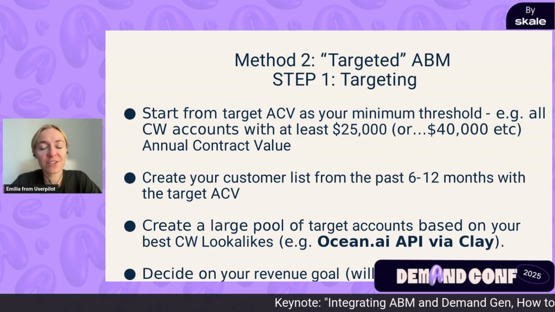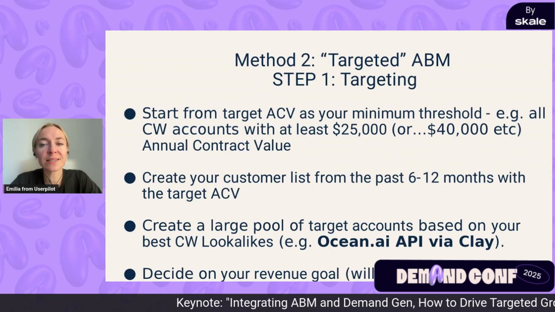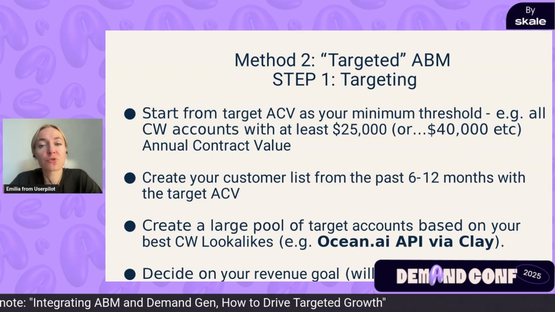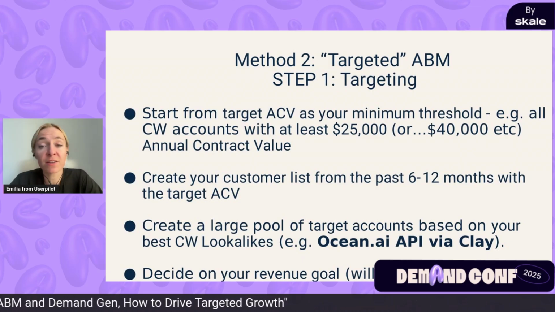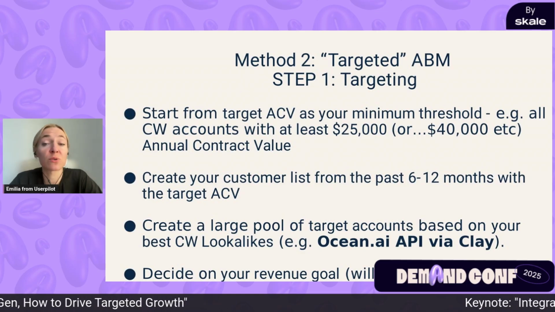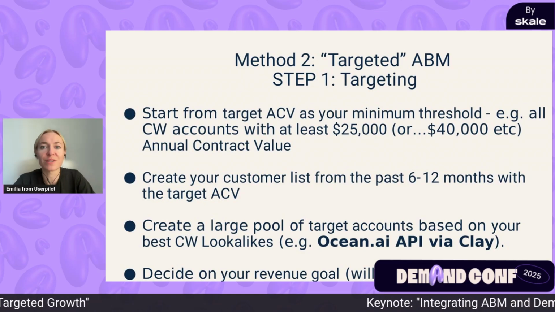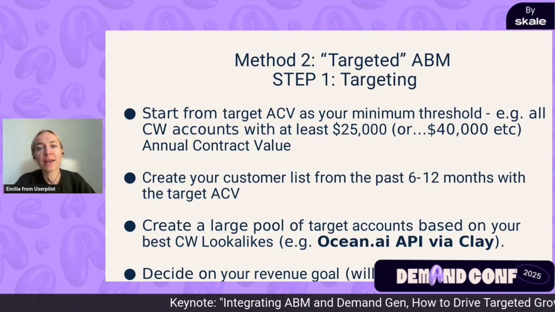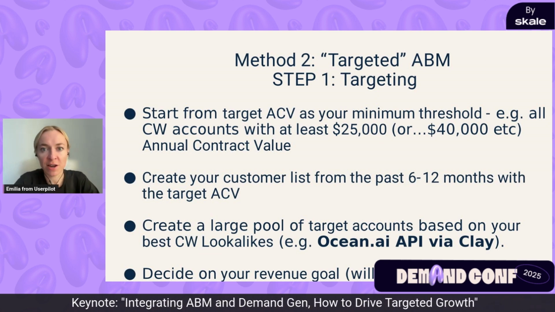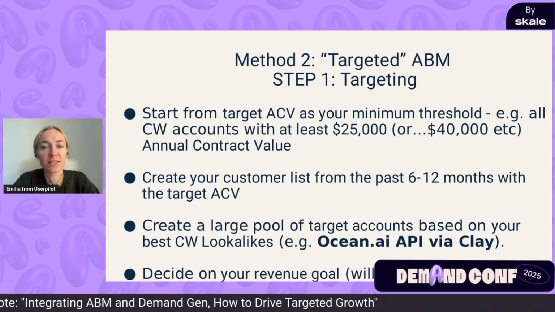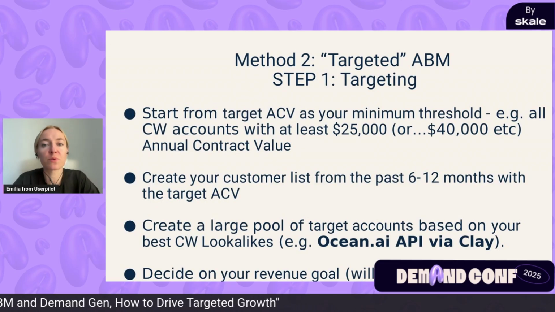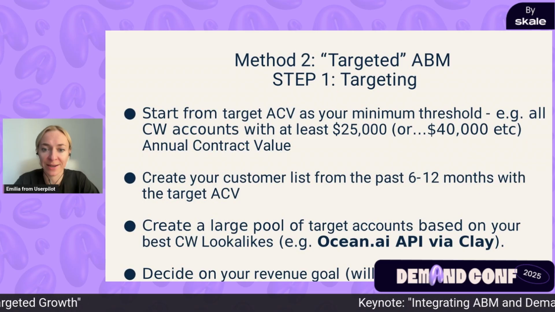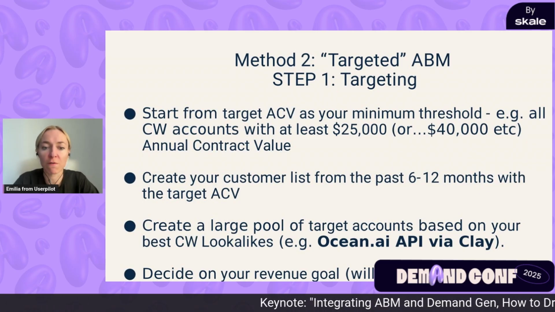First, you need to look at the target ACV. So what does it mean for you to go up market? It can mean a minimum contract value of 20,000, but it can mean 40,000 or even 100,000 or even 1 million, depending, of course, on your company. So you define that, and you look at all the accounts with this contract value that you closed in the last period of time that would be representative of what your solution and what your sales process looks like now. So let's say the last 6 to 12 months.